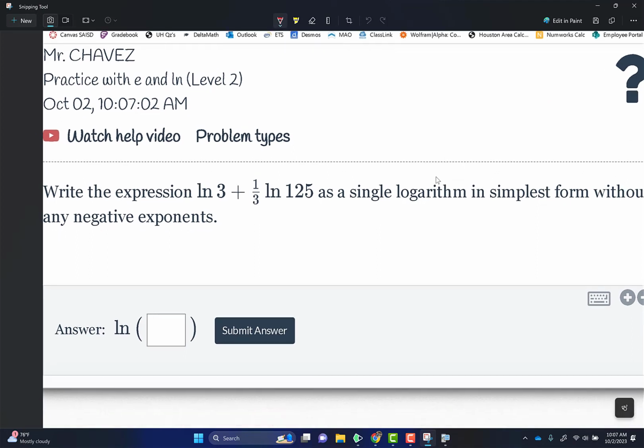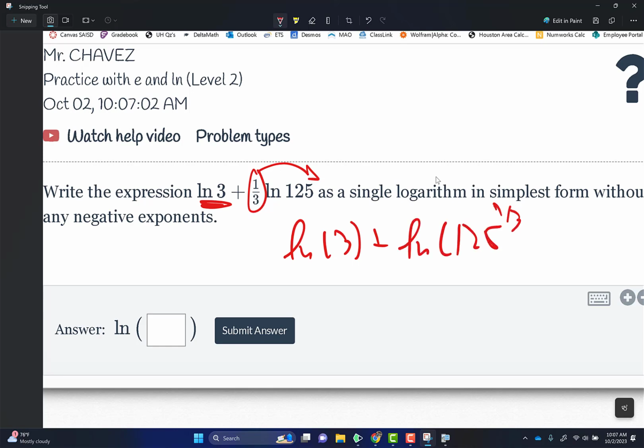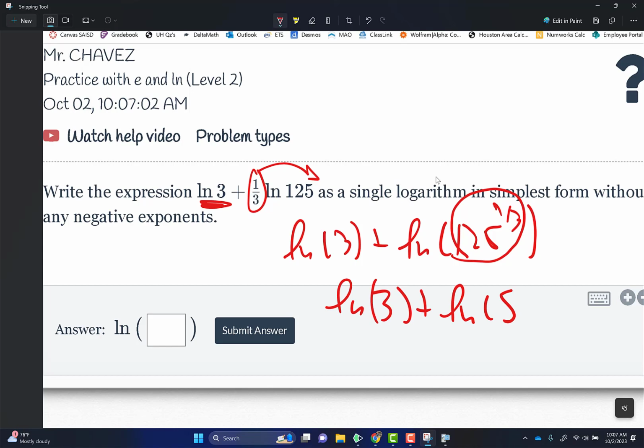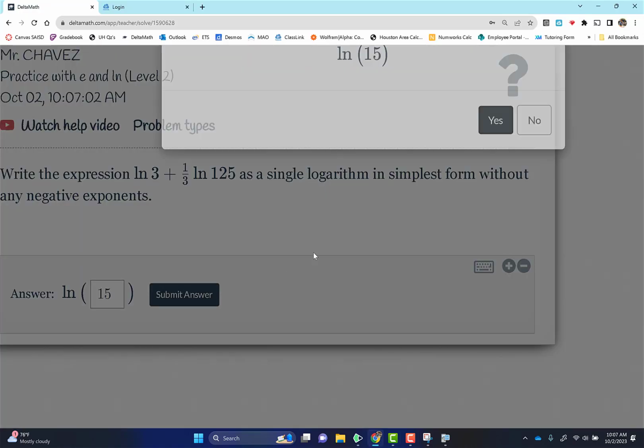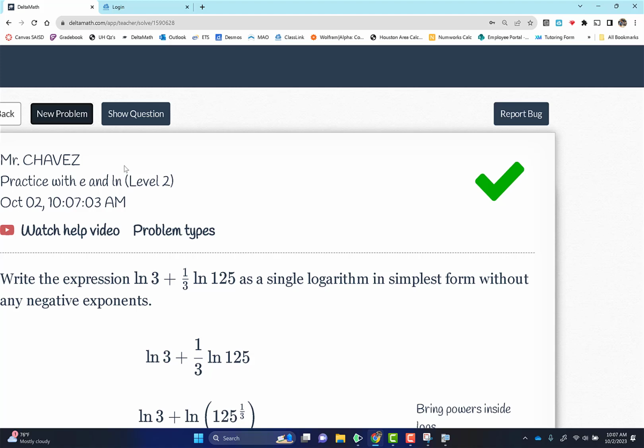So here we go. ln of 3 plus 1/3 ln of 125 as a single logarithm. This one leave alone. Bring that 1/3 right here. So ln of 3 plus ln of 125 to the 1/3. So the cube root of 125 is? So ln of 3 plus ln of 5. And then what's 3 times 5? And that's what goes in there. So like ln of 2 equals ln of 2, or A plus B.